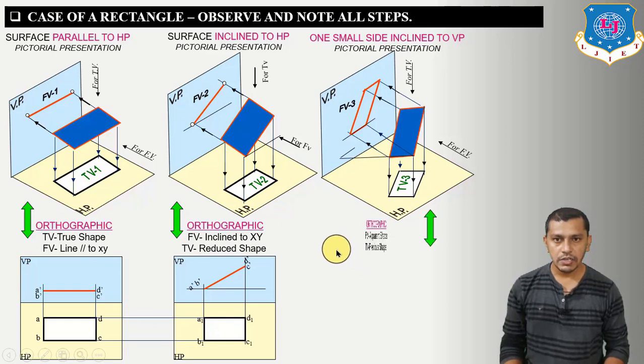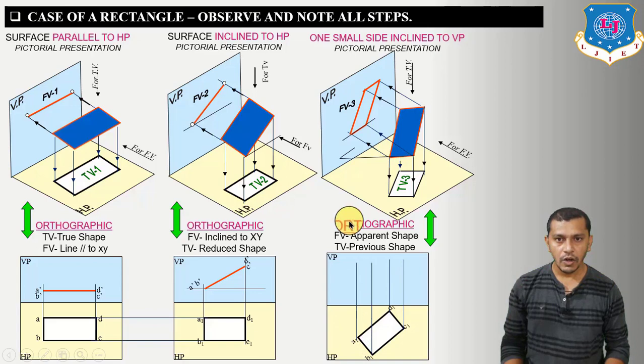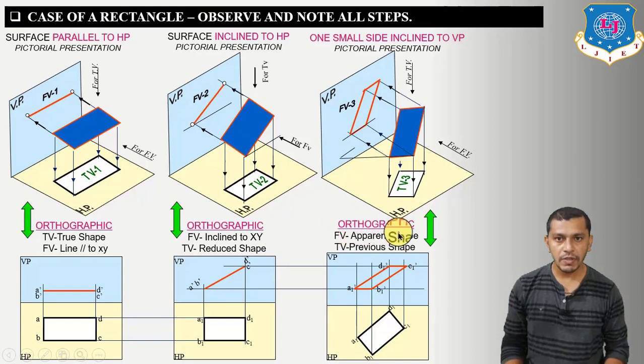Now the third stage. In the third stage, we have to incline one of the shorter edges at an angle of phi to the vertical plane. So this shape will be inclined like this, and now projecting all the corners on the vertical plane and projecting the ends of this line like this, we will get the front view in the last stage. So here the front view will be the apparent shape and the top view will be the previous shape. Right now this top view is of the same shape that we got in the top view of the second stage. So this figure and this figure will remain the same.